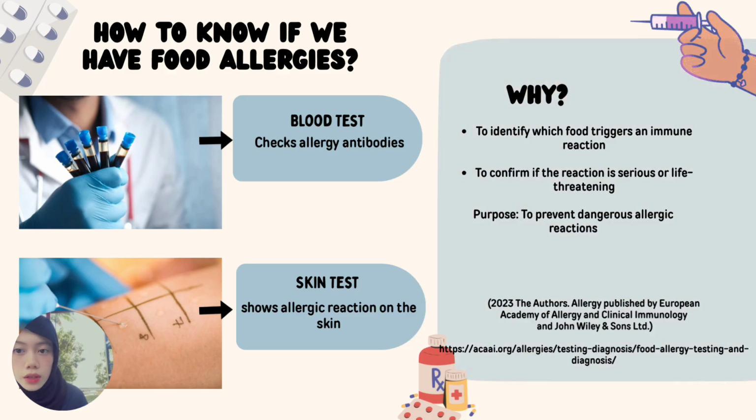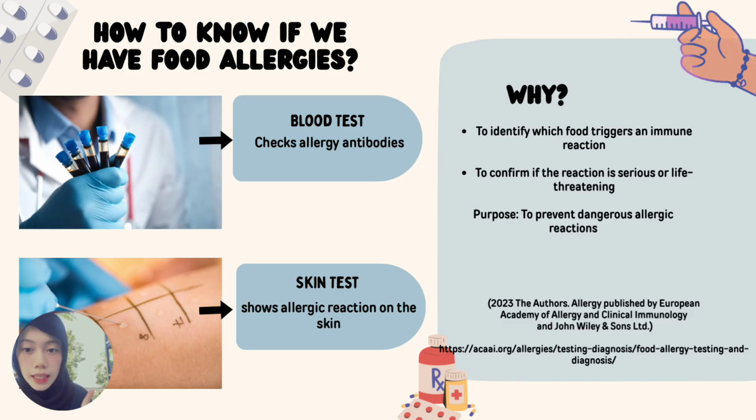Okay, now I'm going to explain how we know if we have food allergies. Food allergies happen when our immune system reacts to something that we eat, but sometimes it's hard to know which food causes the problem. That's why the doctor will use a specific test to confirm it.